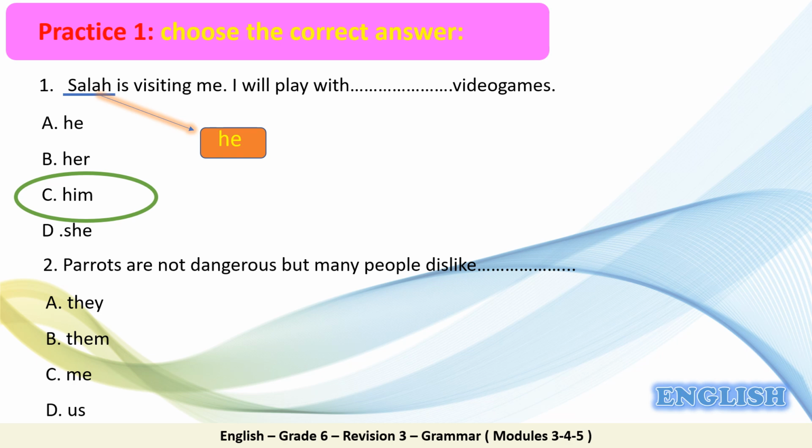Sentence number 2. Parrots are not dangerous, but many people dislike. They dislike, them, dislike me, or dislike us. Very good. The subject is parrots, and parrots coincides with they. Very good. People dislike them. Good job.